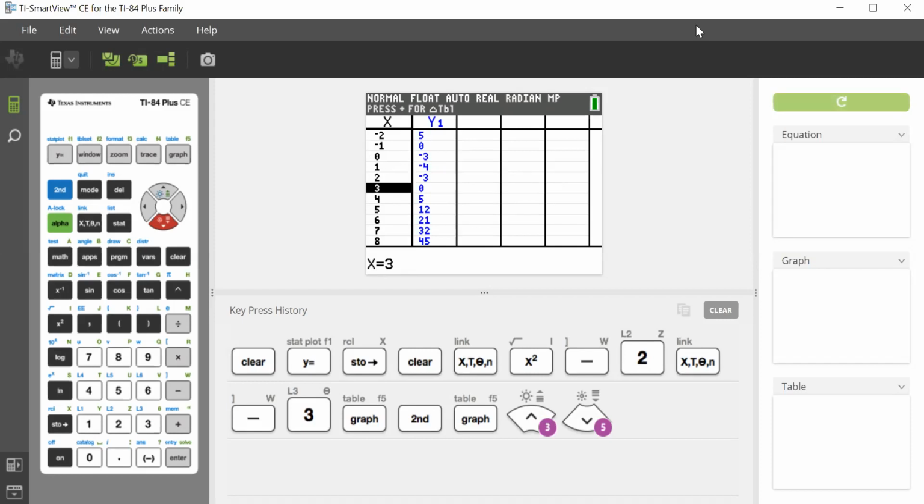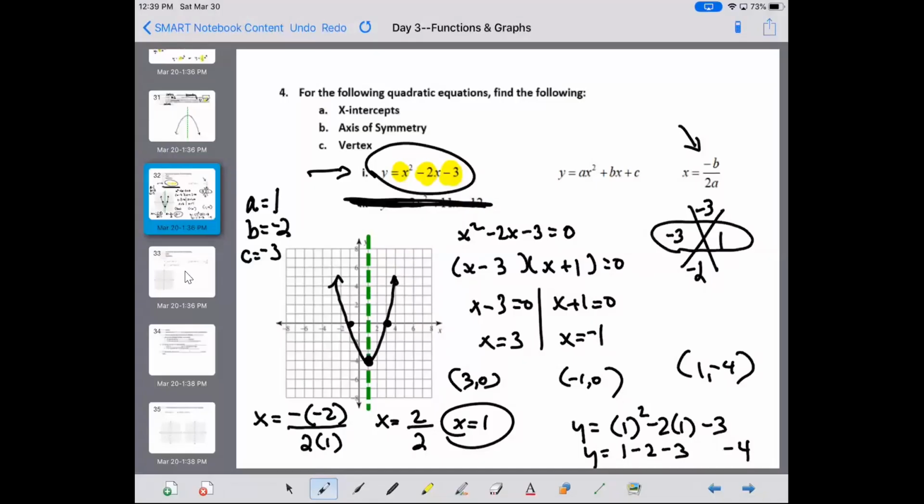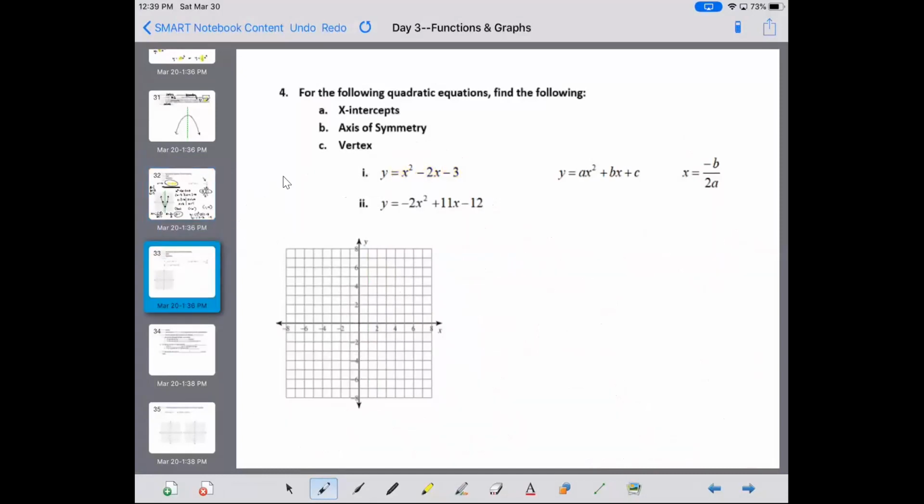So let's go back to my whiteboard and our notes, and let's look at the second equation. And I think I'm going to tweak this second equation for just a second. I'm going to give us another equation to look at. All right, so I'm going to change this. Let's look at a different equation.